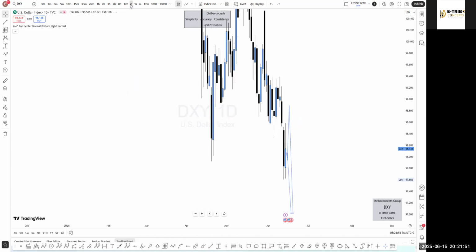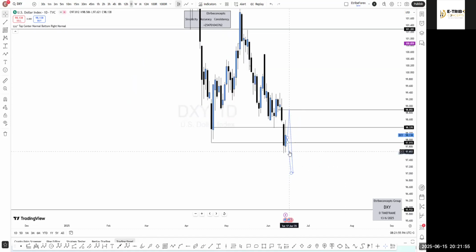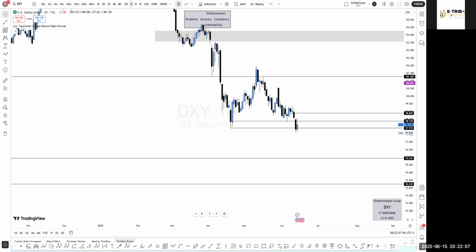So if you go back to the daily time frame, you can clearly see that the Friday candlestick was bullish. And if you look at the closing price, that is 98.145. So as far as I'm concerned, I still expect a bearish trajectory, like it will continue coming down. So that's what I have on the dollar.